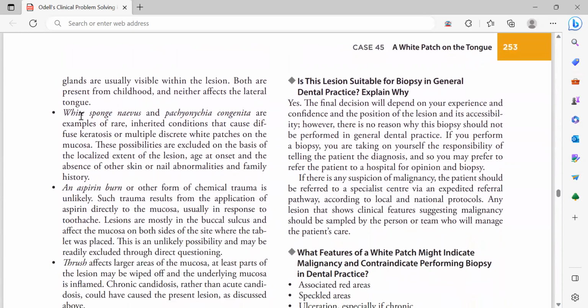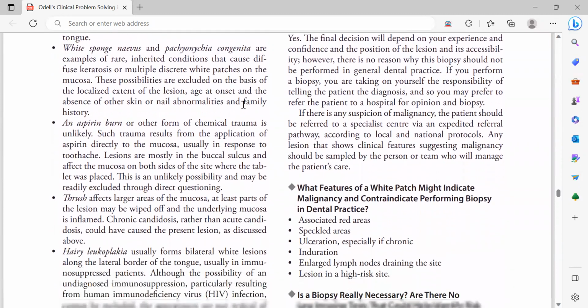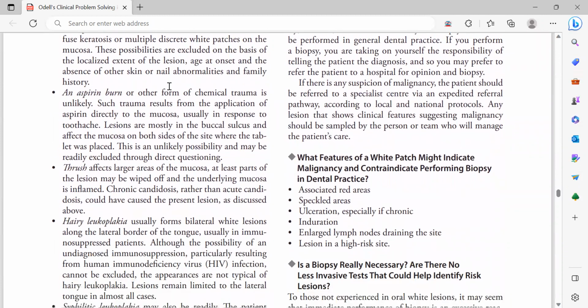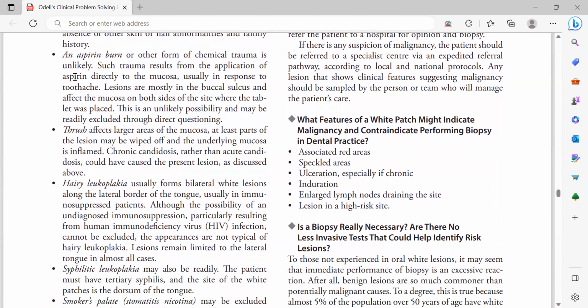The other lesions are white sponge nevus and pachyonychia congenita. They are rare and inherited, genetic diseases that cause diffuse keratosis or multiple discrete white patches. These possibilities are excluded on the basis of the localized extent of the lesion, age at onset, because they are generally genetic and might be present since birth, and the absence of other skin and nail abnormality and family history.